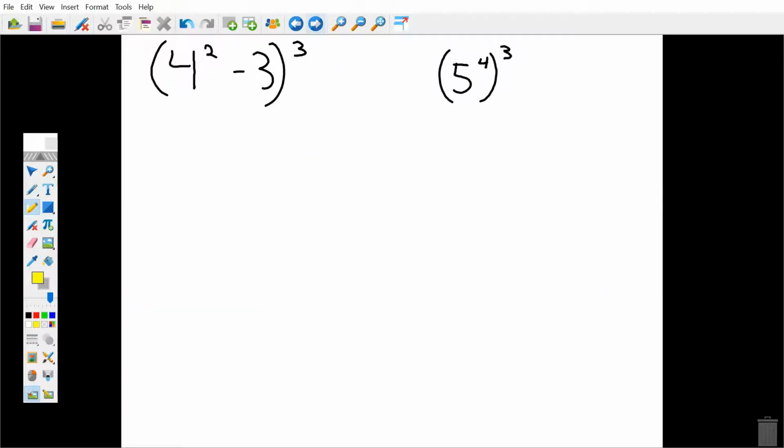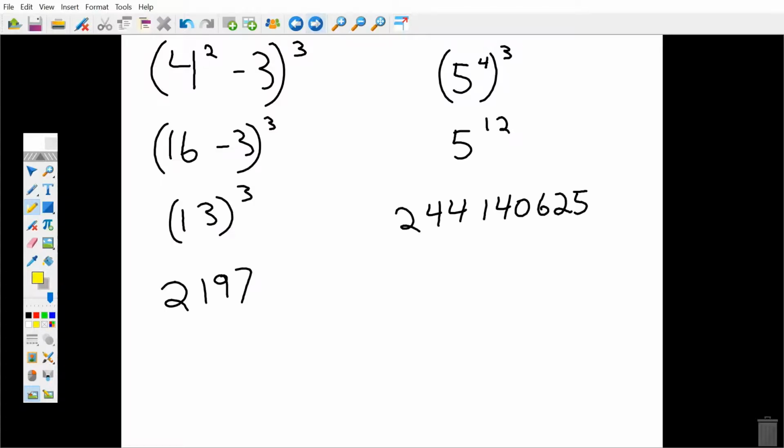Next question. Here are two separate questions. Please evaluate these down to a numerical answer. And the answer is... the first one is 2197, so you go inside the brackets first. 4 squared is 16, 16 minus 3 is 13, and 13 cubed is 2197. Over here, we multiplied. You either could evaluate 5 to the power of 4 and then take that to the power of 3, or go 4 times 3 is 12, and then evaluate that, and you get 244,140,625.